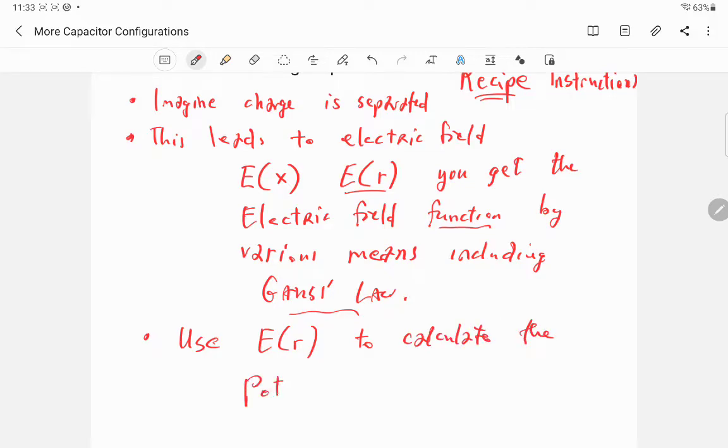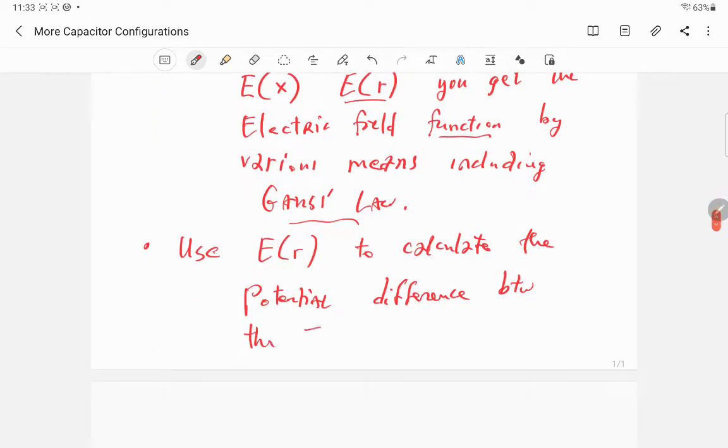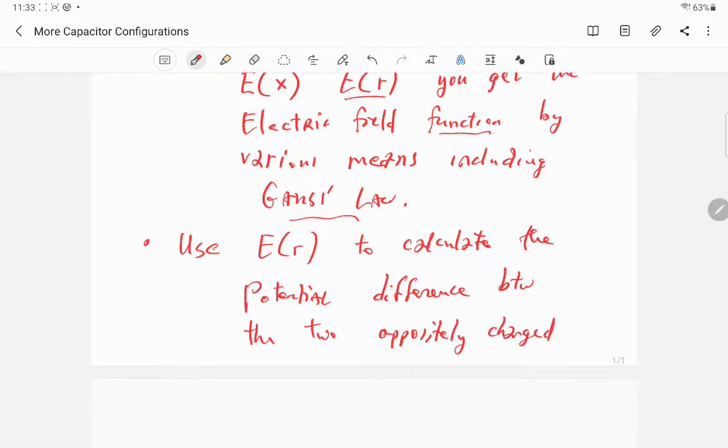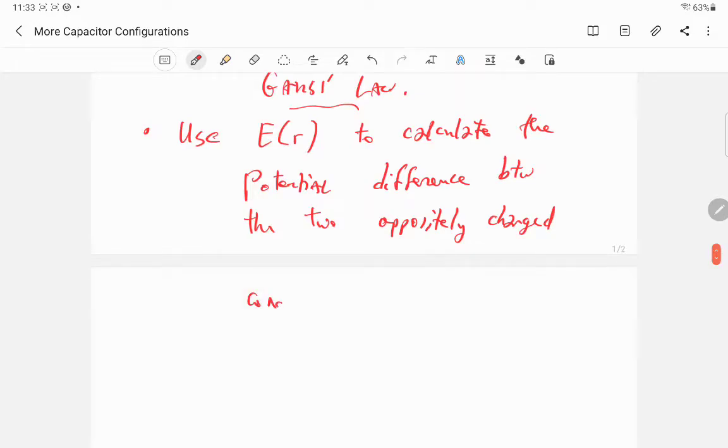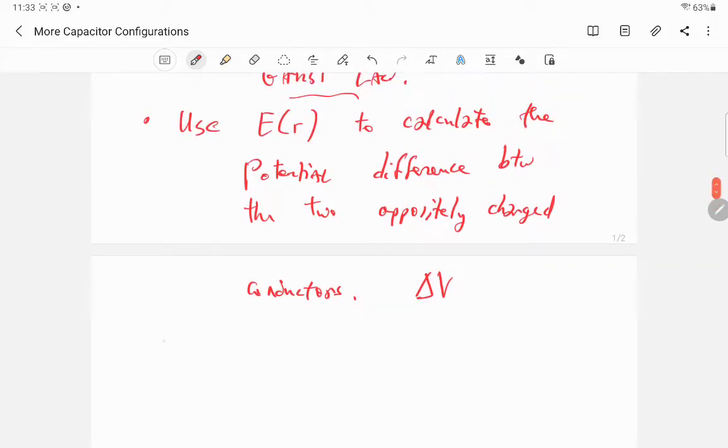the potential difference between the two oppositely charged conductors, right? So you calculate this potential difference, and this is the last step in the recipe.